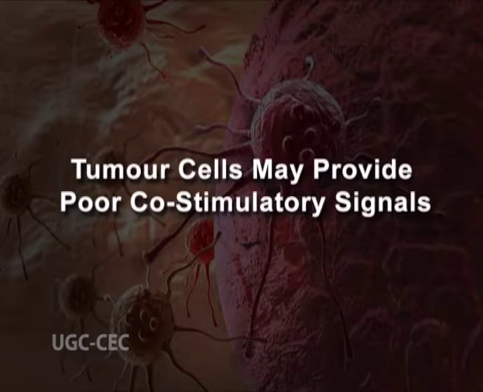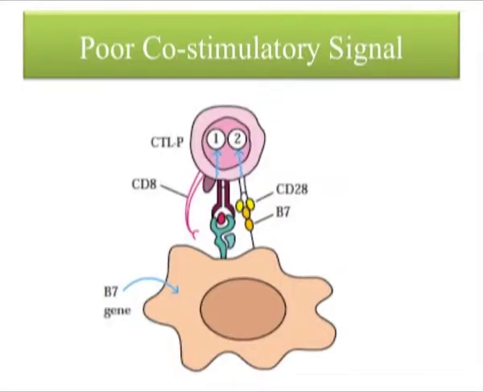Tumor cells may provide poor co-stimulatory signals. The immune response against tumor cells is generated by activating cytotoxic T cells through the MHC, tumor antigen and T cell receptor complex. The cytotoxic T cells also require co-stimulatory signals for activation. The co-stimulatory signal is initiated by the binding between B7 ligand of the antigen presenting cell and CD28 on the T cell. Tumor cells do not allow efficient co-stimulatory signal, which leads to a very poor immune response.